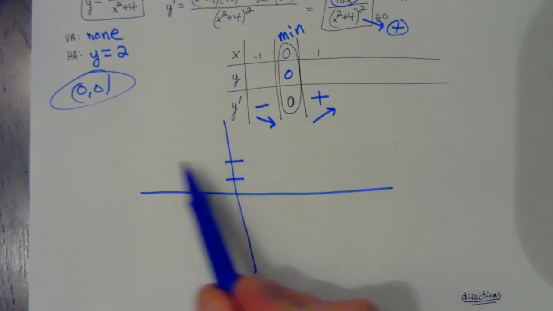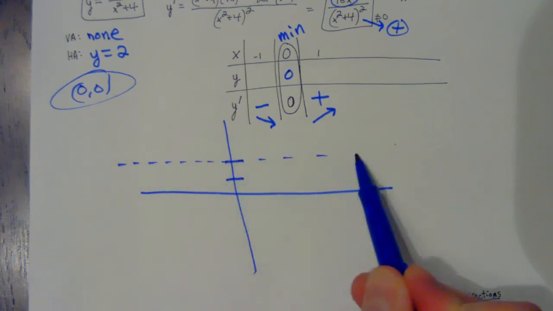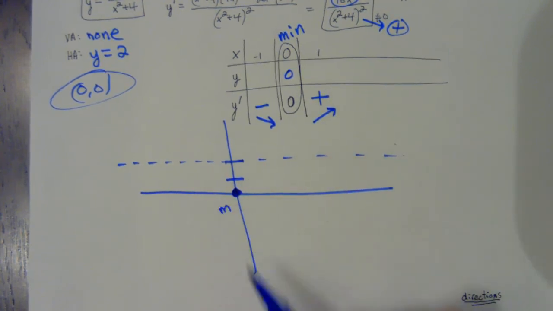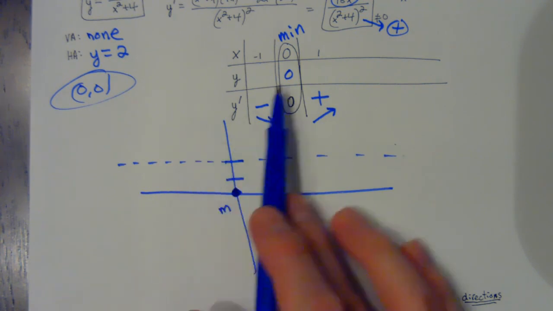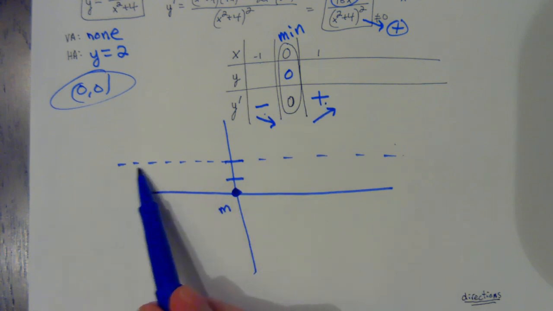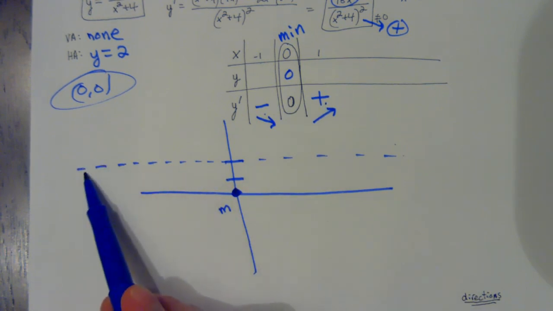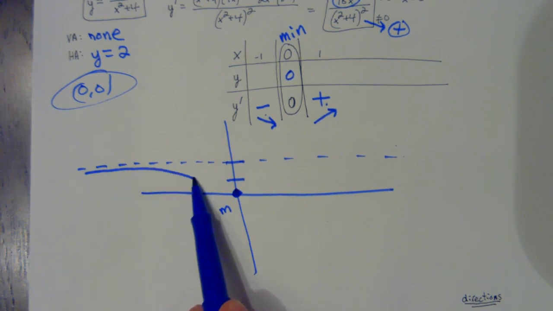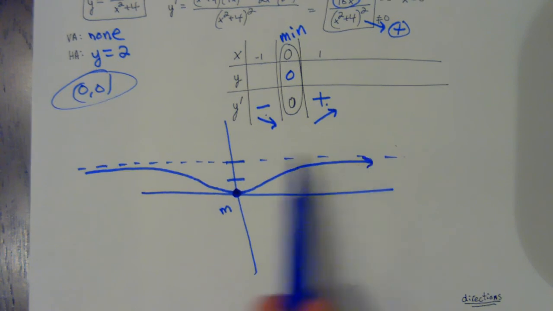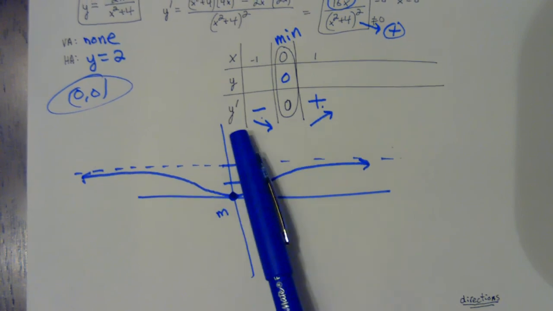I got y equals 2 as the horizontal asymptote. I got (0, 0) for my min. Sometimes I use a little m for a min, a capital M for a max, just in the future. It helps me keep track. I'll put an I there for an inflection point later on. And then from -infinity to 0, your graph is decreasing, and then it switches to increasing. So I got to draw, and I still need to approach those horizontal asymptotes. So I got to draw something like this. It goes downhill, and then at 0, it's going to go uphill. And there's your graph.